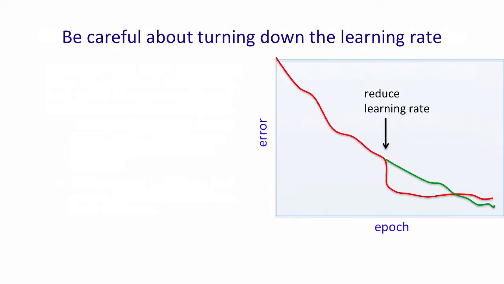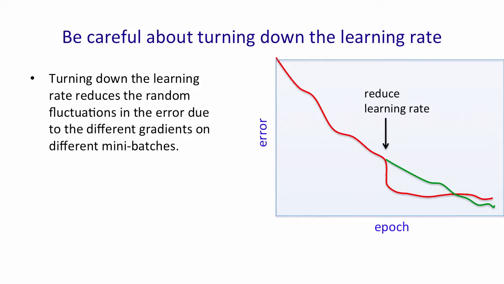I mentioned earlier that towards the end of learning you should turn down the learning rate. You should also be careful about turning down the learning rate too soon. When you turn down the learning rate, you reduce the random fluctuations in the error due to the different gradients on different mini-batches. But of course you also reduce the rate of learning.